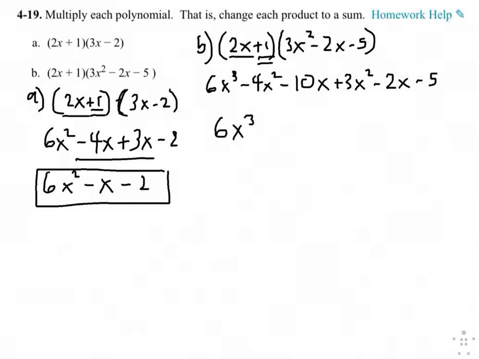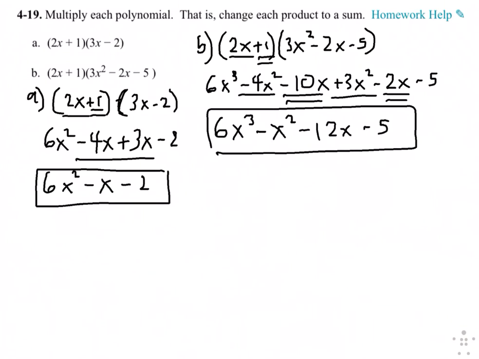I have 6x cubed. Then I have negative 4x squared plus 3x squared. That's negative 1x squared, or negative x squared. Then I have negative 10x and negative 2x. That's negative 12x. And then minus 5. So the answer comes out to be 6x cubed minus x squared minus 12x minus 5.